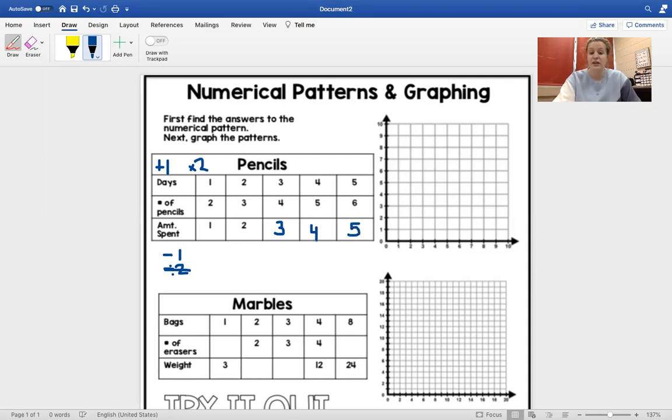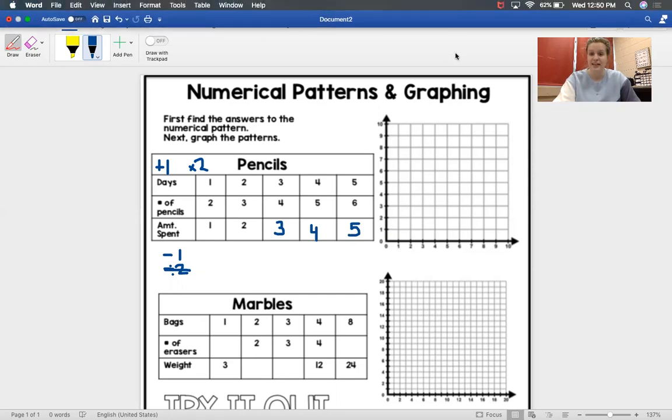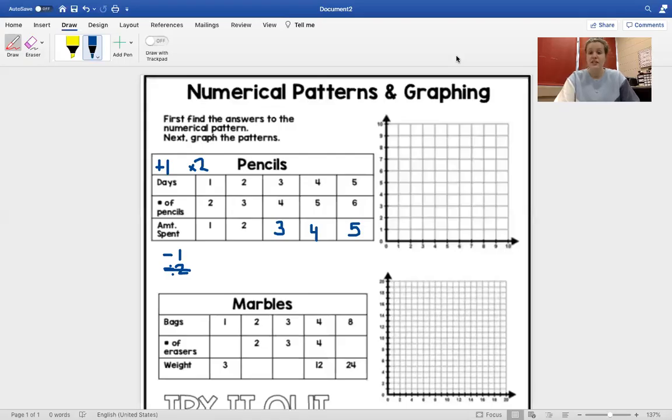So now that we have filled in our table, we need to graph our points. We are going to do that by putting our number of pencils on the x-axis. So I'm going to label my axis number of pencils, which leaves my y-axis to be the amount spent. So I've got my number of pencils on my x-axis.